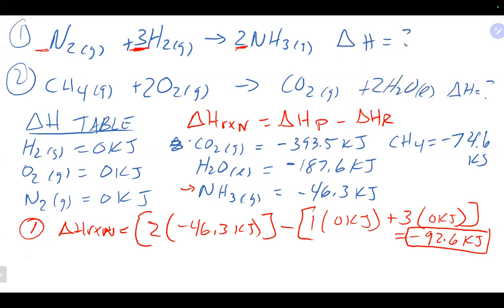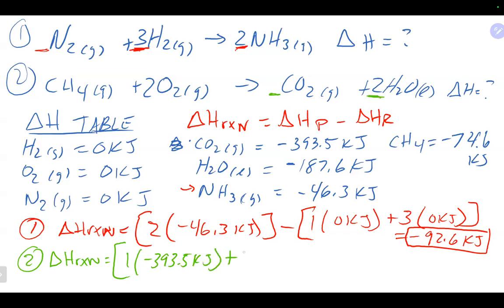So for number 2, we're going to take our delta H of our reaction. Once again, we're going to take our products, which in this case is CO2. So the coefficient there is 1, times the value of CO2, which is minus 393.5. We're then going to add it to our other product, which is 2 times the value of water, which is in the liquid state, at minus 187.6. And that pretty much takes care of all of the products. We're then going to subtract what we have on the reactant side.